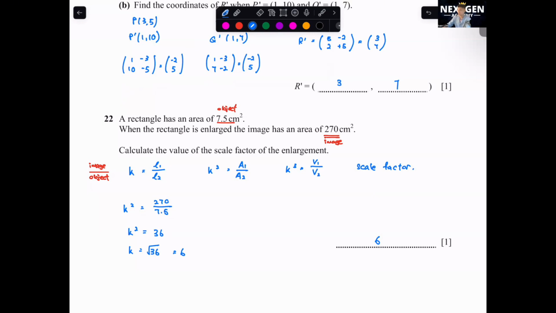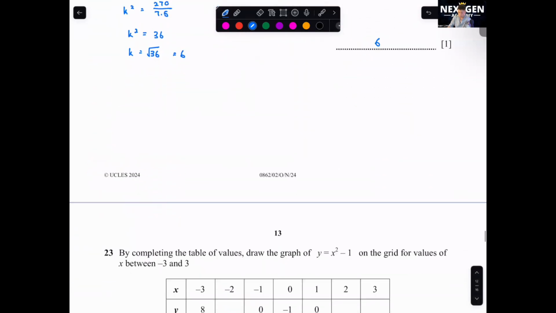Yeah, 6 will be the answer. If we leave it at 36, then it's wrong. If you leave it at 36, no marks. If it's length, then yes, 36. If you compare for length, then we just take k equals the length of the image over the length of the object. Okay, let's go to the next one. We're about to be done.